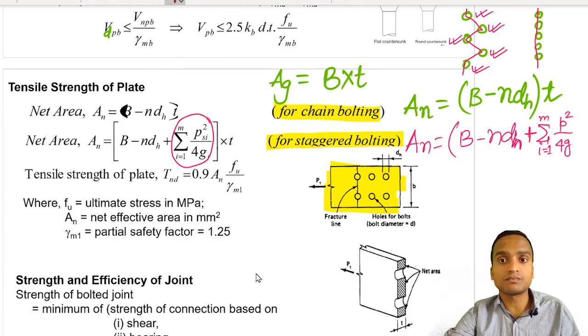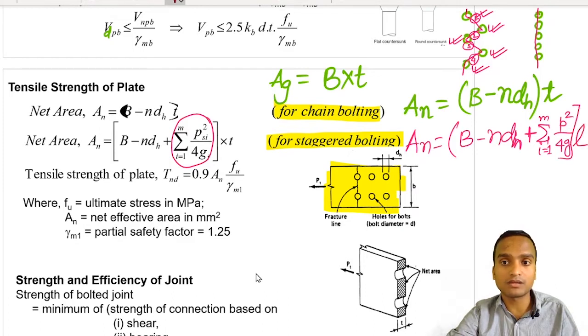Now in this case, if you see, there is staggering, first of all staggering is here, first staggering, second staggering, third staggering, fourth staggering. So here are 4 staggerings, okay, and this value of width is multiplied by the thickness of plate. So this is how we calculate the net area in case of a staggered bolting, and I will explain this formula again in the tension members also.